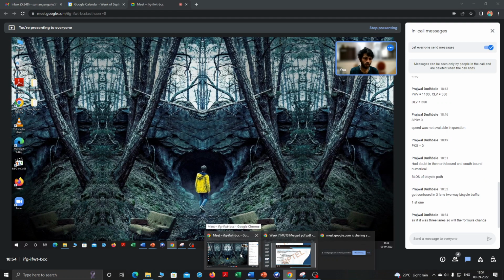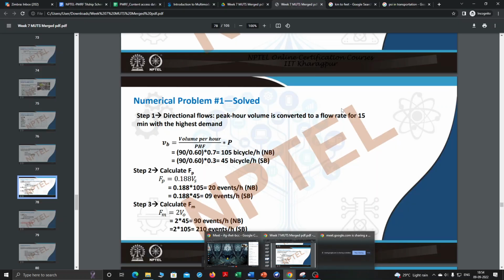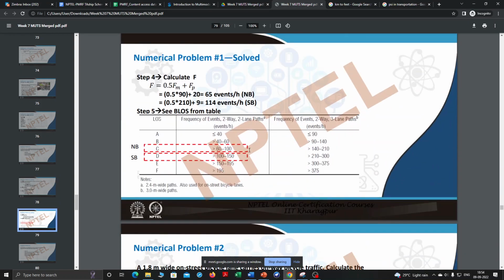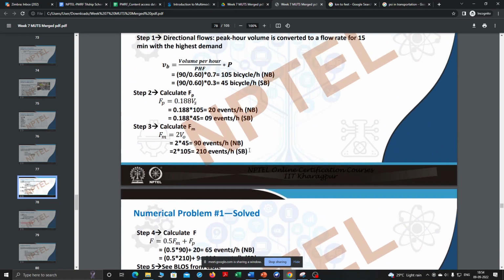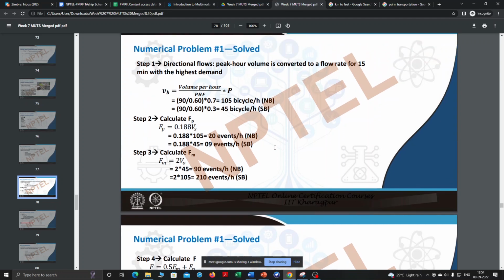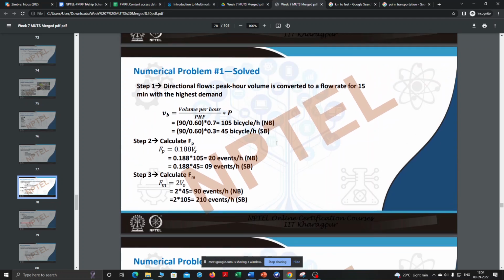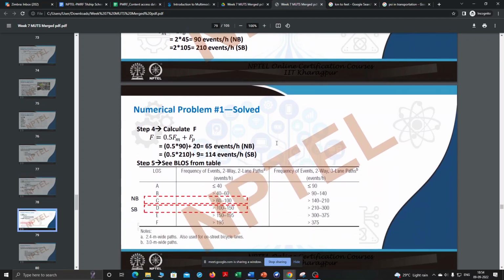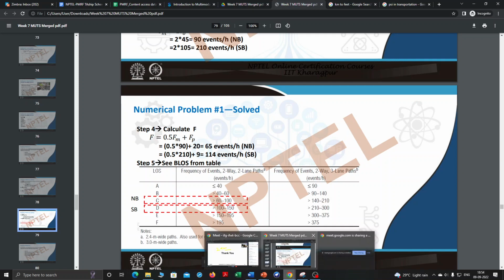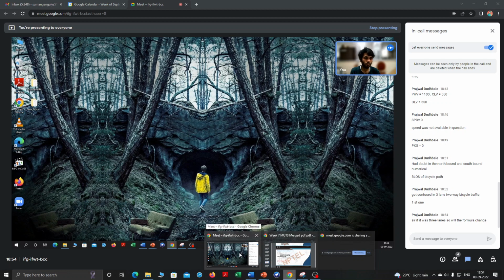Sir, if it was 3 lanes, will the formula change? What formula changes? Tell me. The formula won't change, right? Let it be 3 lanes, I will use another criteria. Suppose you have two-way 3 lanes, meaning 3 lanes are available and two-way movement is possible. So it is no problem. What is the problem here?